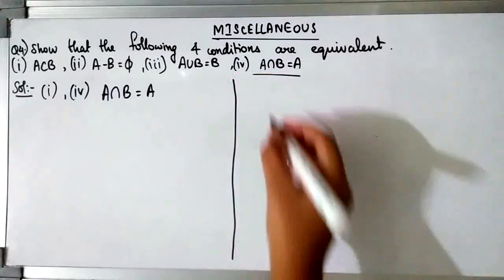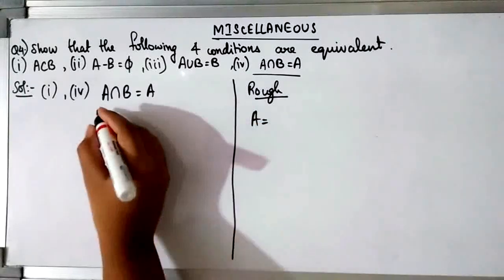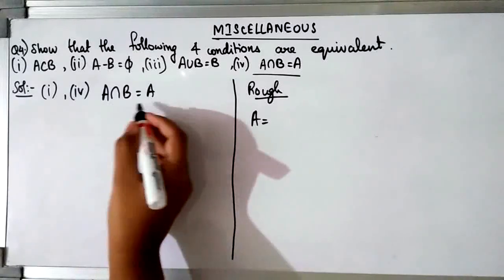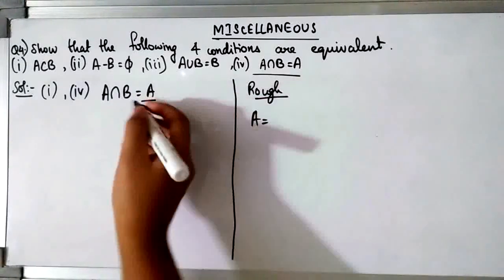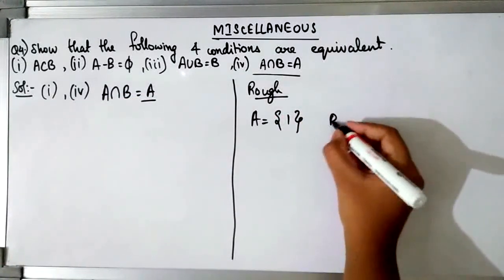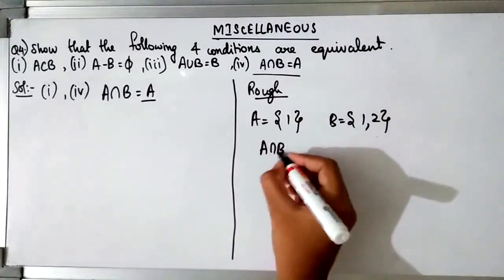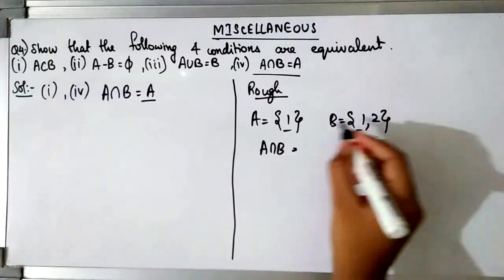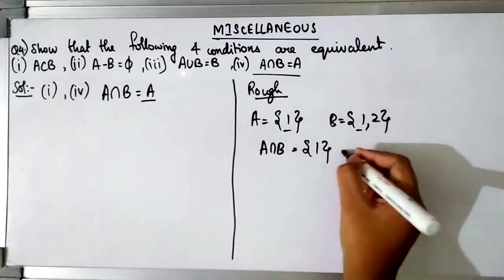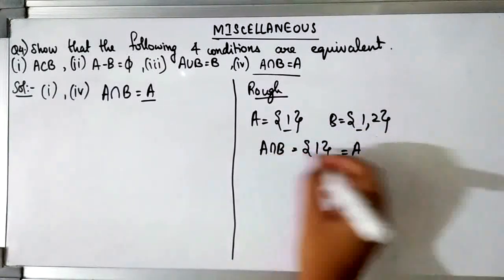Now again let us take examples. Let us take sets A and B, and we should take them in such a way that when we do the intersection of A and B, we should get our set A again, that is, set A itself should be the answer. So let's take A to be {1} and B to be {1, 2}. So when we do A intersection B, what are the common elements? Only one common element, that is number 1 itself. So when we do the intersection, we get {1}, and this is nothing but our set A itself. So with these examples we have proved this condition.